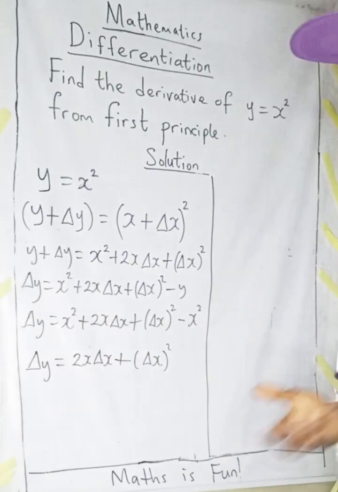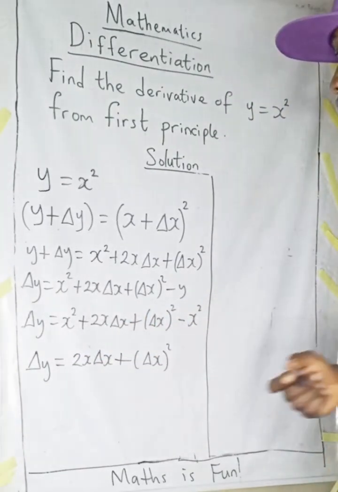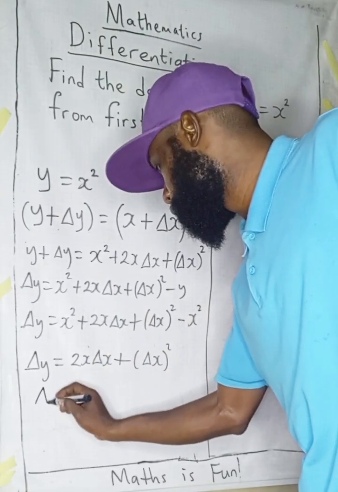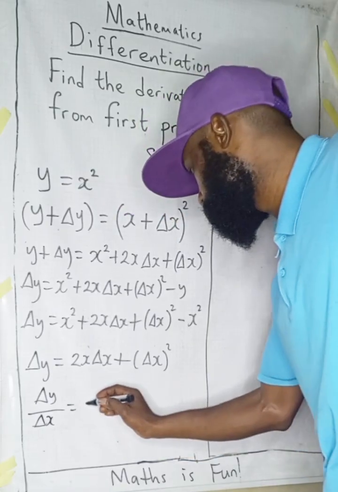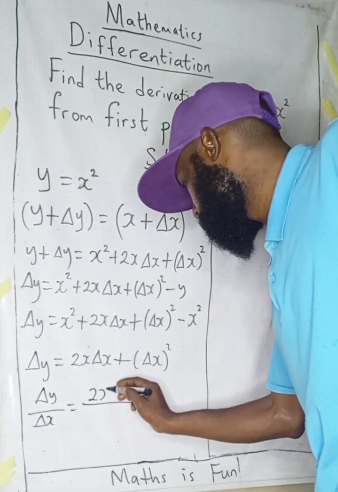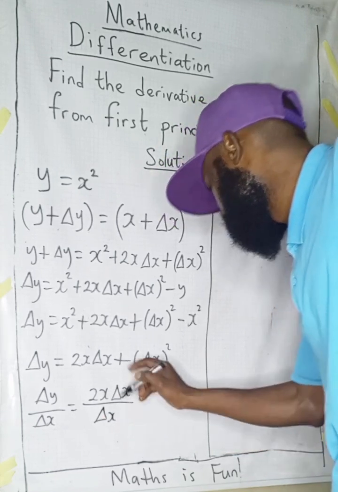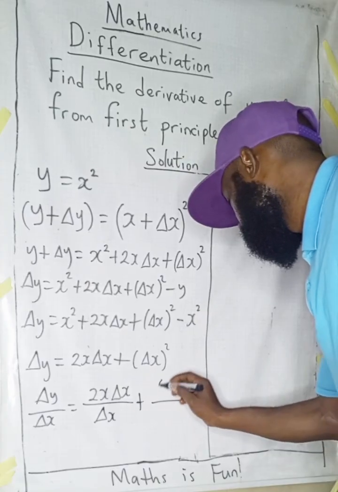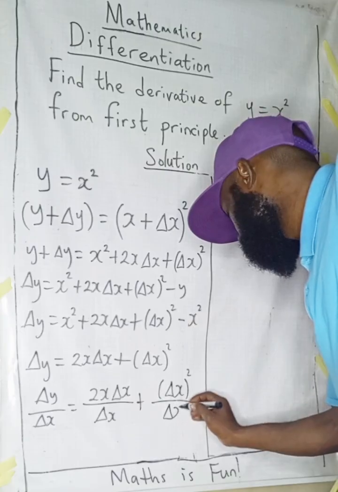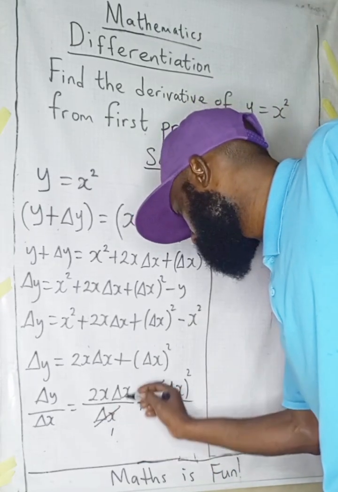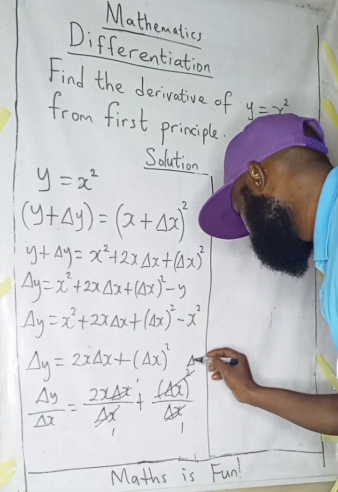What do we do next? We divide all through by change in x. We'll have change in y divided by change in x is equal to 2x change in x divided by change in x plus change in x squared divided by change in x. So here we have change in x cancelling out, change in x here 1. So going to here we'll have another change in x.